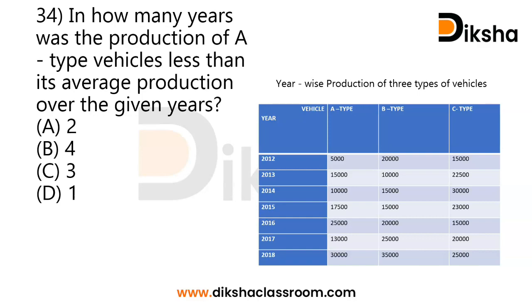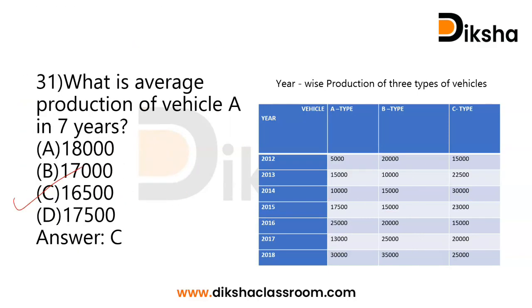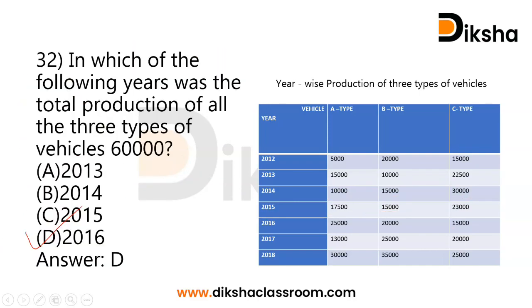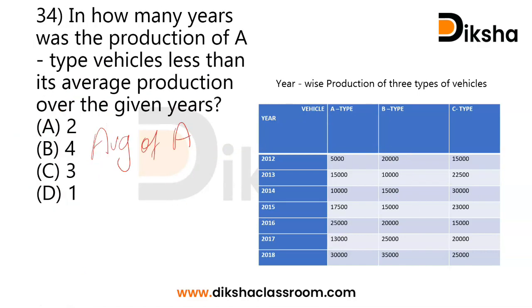So for finding this, firstly you want to find the average of A over all the years, which we have already found in question number 31. What is the average production of vehicle A in 7 years? You have the average as 16,500. Now we want to find in how many years the production is less than 16,500.